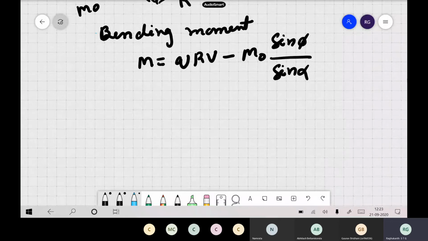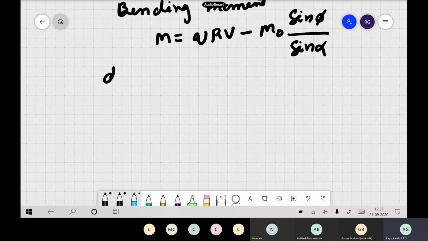I think in your analysis course you would have studied, when you did these arches, how to draw the bending moment diagrams and others. So I will not go into the details. This is our bending moment diagram, because we have taken alpha in general, not as a semicircular arch. So this is how the bending moment diagram looks like.